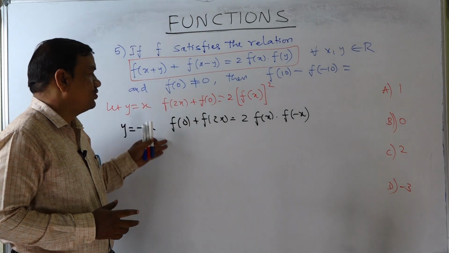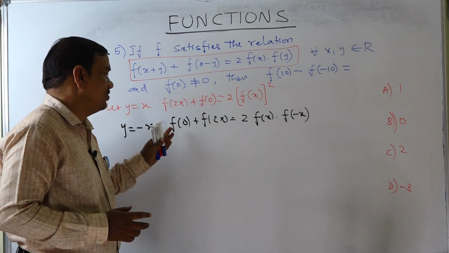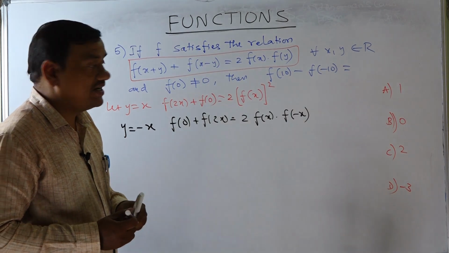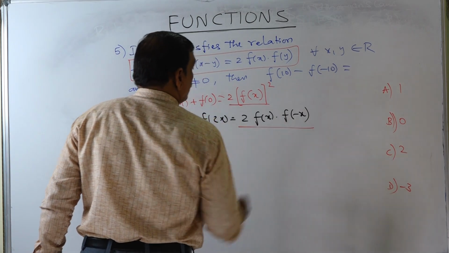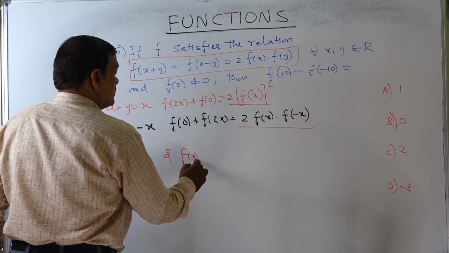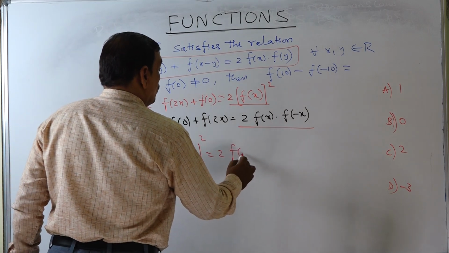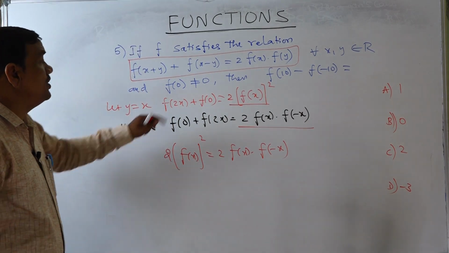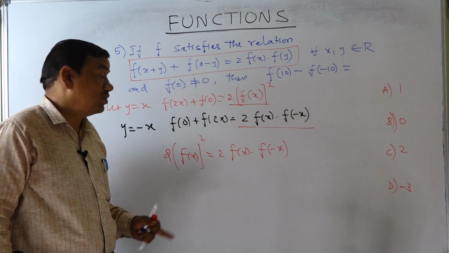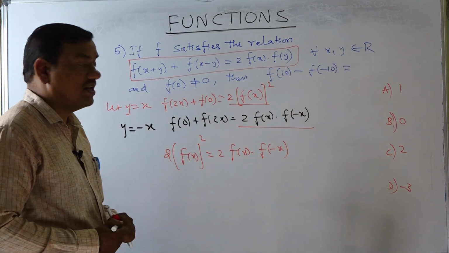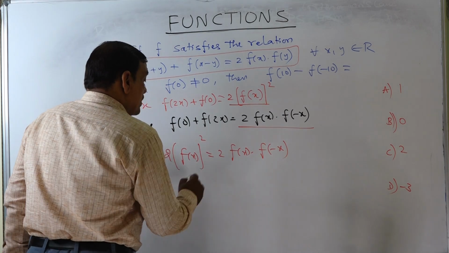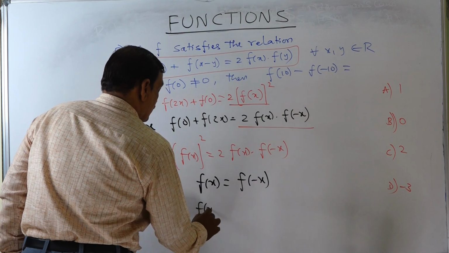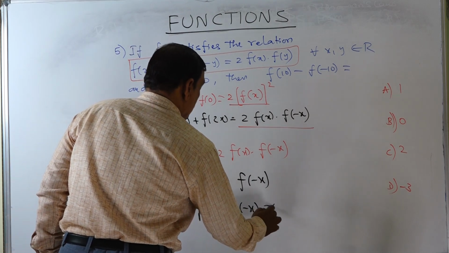So what do you observe from these two equations? This is f of 2x plus f of 0, this is f of 0 plus f of 2x. The left hand side quantities are equal, so the right hand side quantities are equal. What are the right hand side quantities? 2 times f of x whole square is equal to 2 times f of x into f of minus x. Since f of 0 is not equal to 0, you can cancel f of x on both sides. So 2 also you can cancel. Therefore, f of x is equal to f of minus x. That is f of x minus f of minus x is equal to 0.